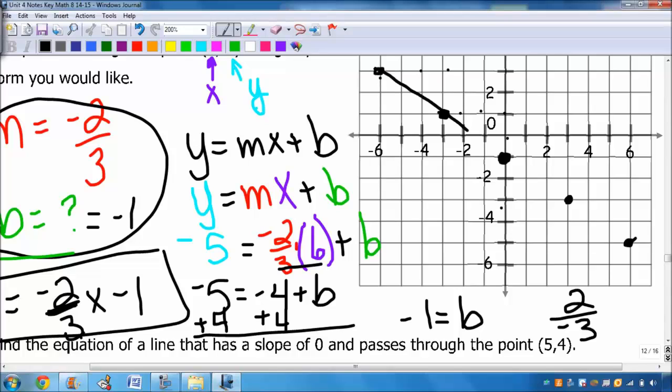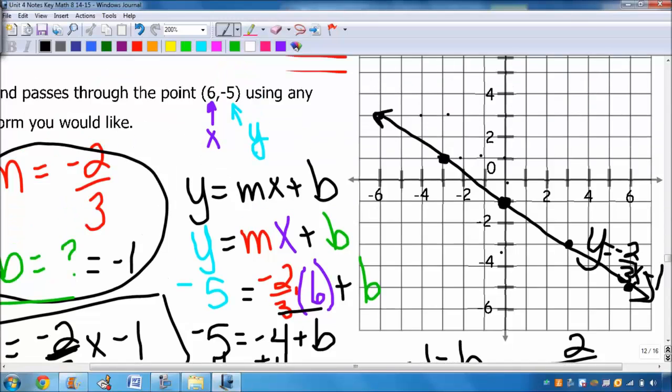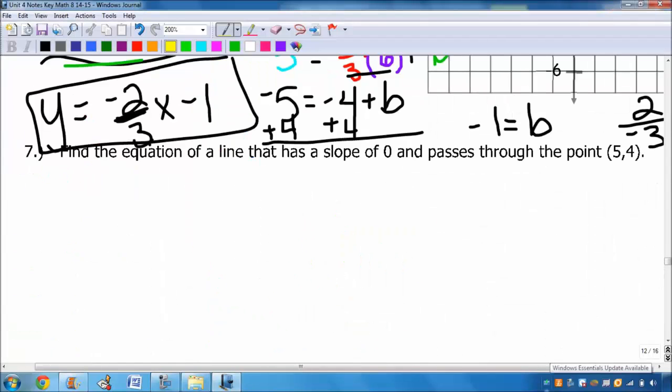Connect your dots with a ruler. Draw your arrows on your line. Write your equation on your line, y equals negative 2/3 x minus 1. And then check to make sure it goes through the point 6, negative 5 right here. So 6, negative 5 is right here. It's on the line, so it went through the point, so now I know I did it correct, and I'm good to go.